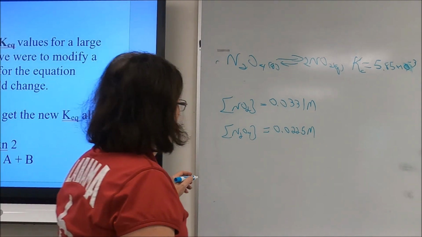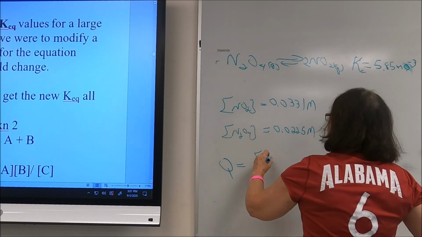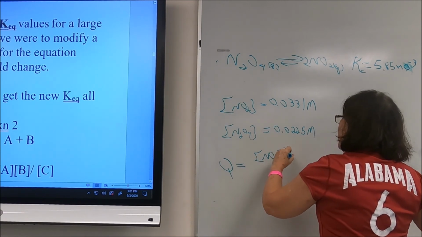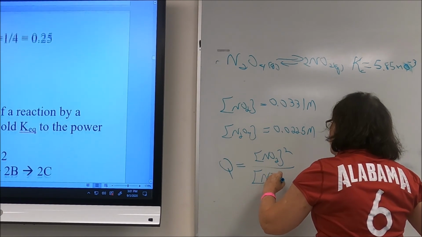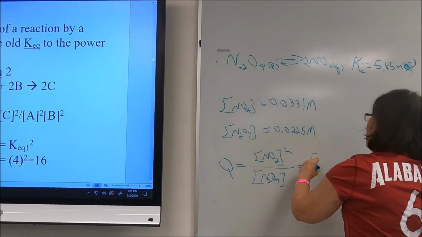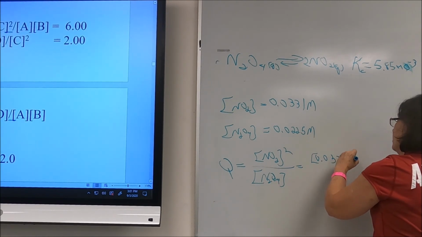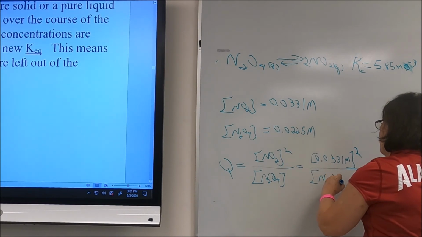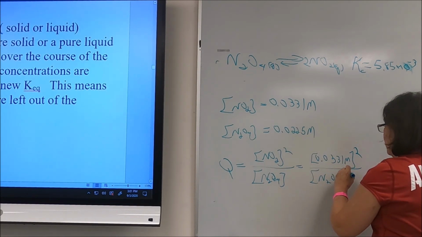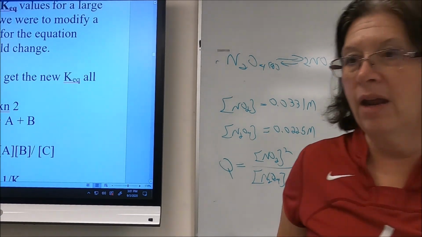So what we have to do is write our Q expression. Q is going to be the concentration of NO2 squared over the concentration of N2O4. So in this case, it's 0.0331 molar squared over the concentration of N2O4 to the first power. So let's plug that in and get our answer.